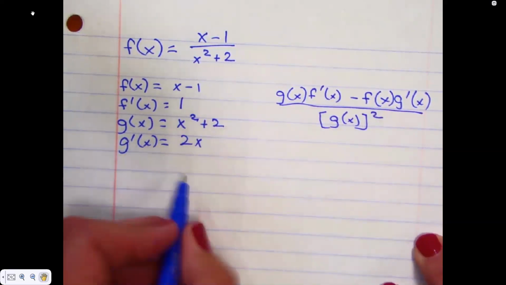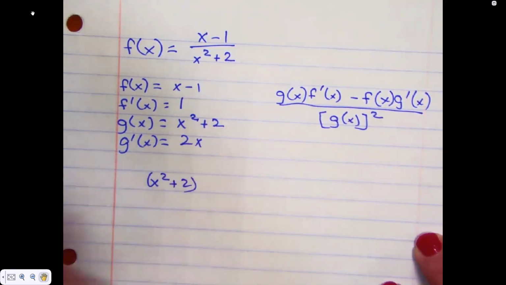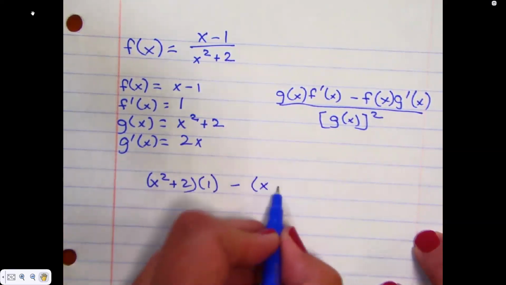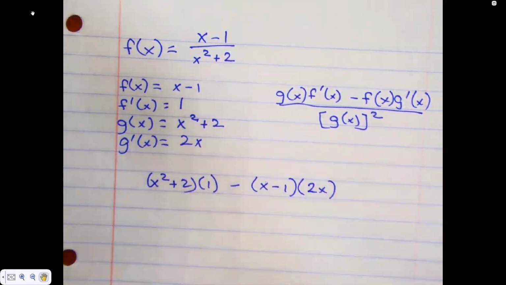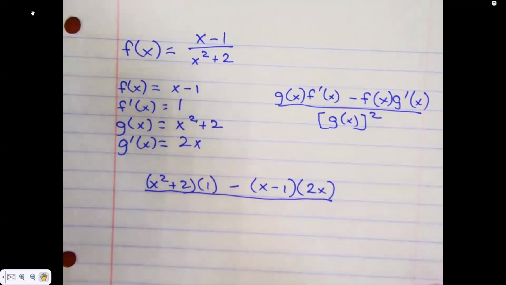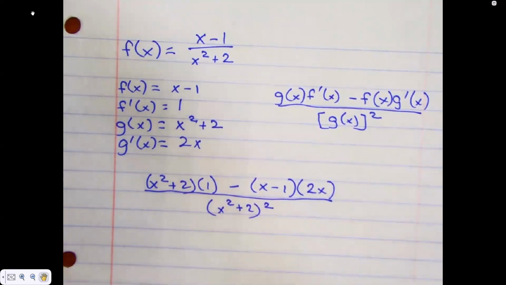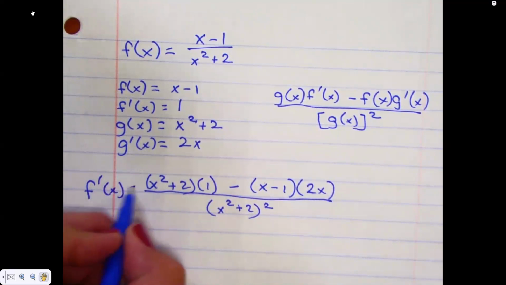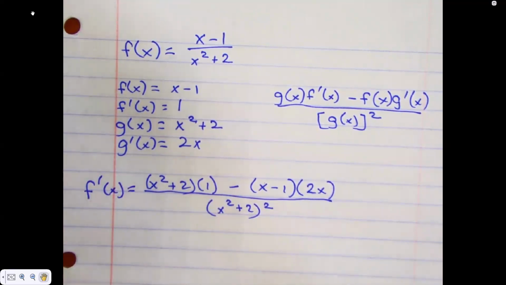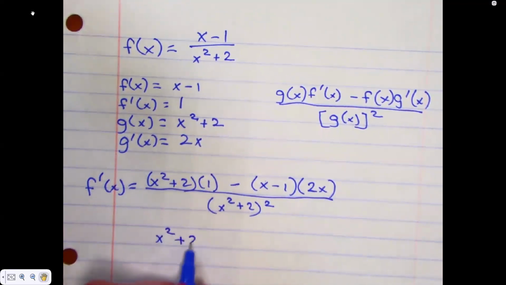Plug it in. g is x squared plus 2. Derivative of f is 1 again, so that's kind of nice. And then f is x minus 1, and the derivative of g is only 2x. So that's actually really nice as well. And then all over x squared plus 2, squared. Okay, and now we can mark this as the function's derivative. All right, so we don't have to FOIL. That's kind of nice. So the 1 just goes away. So we have x squared plus 2.